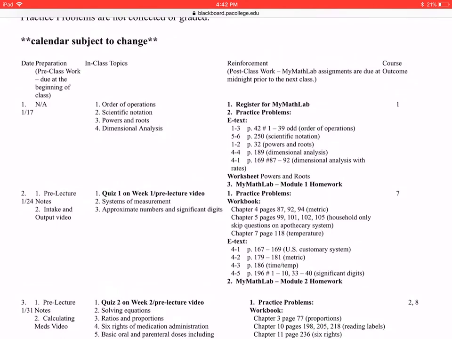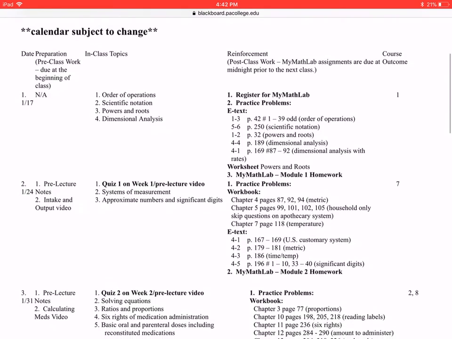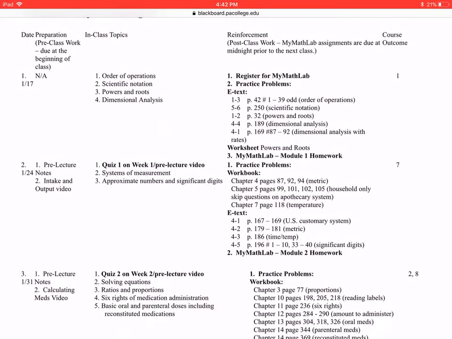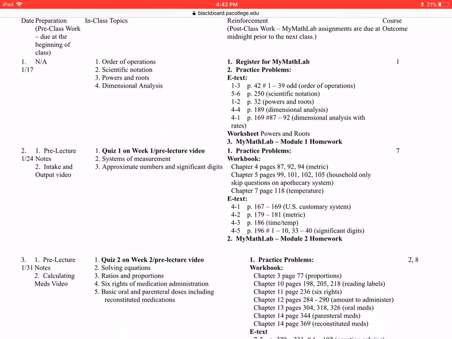And you will need to complete your week 1 My Math Lab homework by the beginning of next class. And before next class, you need to fill out your pre-lecture notes. The pre-lecture notes, if you fill them out each week before each test, I will give you some extra credit points. And then you will need to watch the intake and output video, and your quiz 1 will be over those in-class topics and your pre-lecture video, the intake and output video.